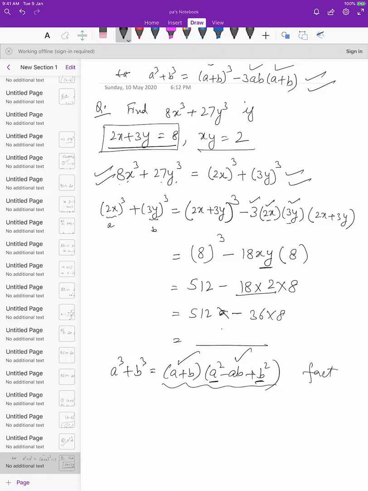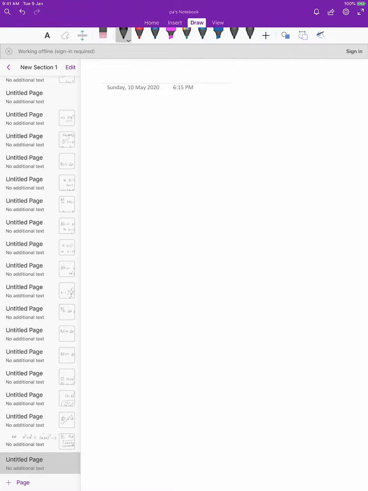So that is why I have told you two formulas for a cube plus b cube and for a cube minus b cube. Again I am reminding, the first one which I have given you is for calculations like in this question we have done, and the second one is for factorization, that is this kind, in which we write the expression in the product form.